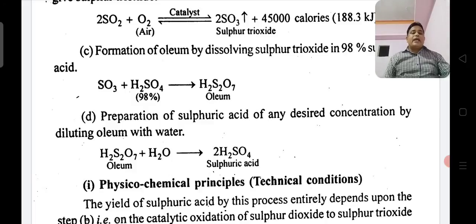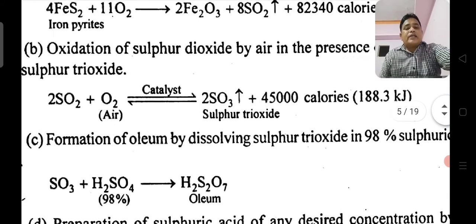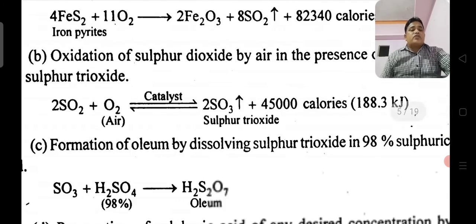Here the forward reaction is exothermic, and it is associated with a decrease in volume, that is, 2 volumes of SO2 plus 1 volume of O2, which means 3 volumes of reactants, give 2 volumes of SO3, that is, 2 volumes of products. That means this reaction, 2SO2 + O2 ⇌ 2SO3, is the most important reaction in the manufacture of sulfuric acid by the contact process.